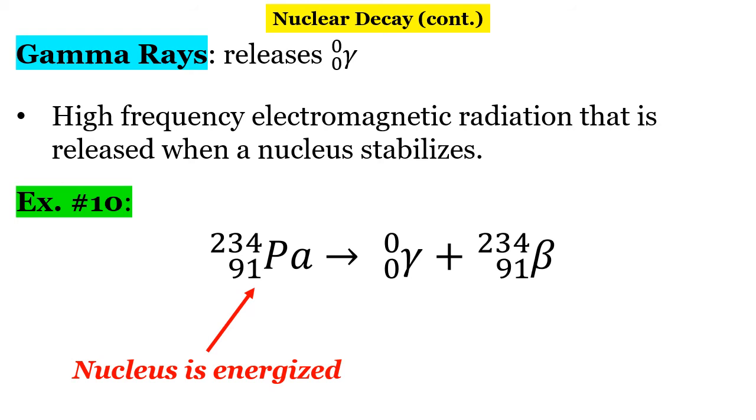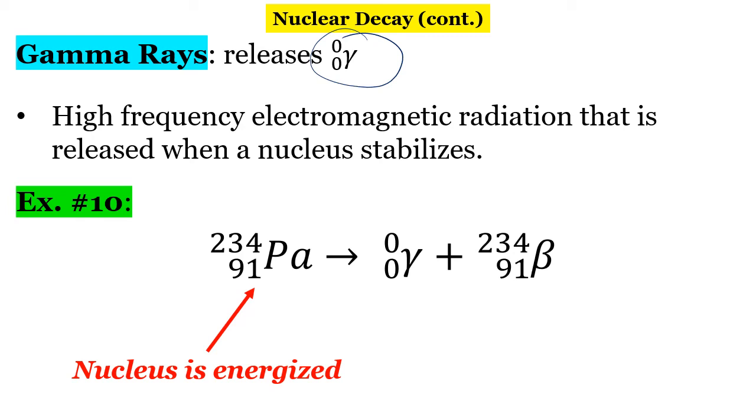All right, the last type of decay that we're going to talk about is gamma rays. Gamma rays are bad news. Gamma rays are very harmful to our body. And all these are is just pure energy. There's no mass here. So if you look, it's just 0 mass, 0 protons. And then we have that weird squiggly line. Okay, so gamma rays are high frequency electromagnetic radiation that's released when a nucleus stabilizes.